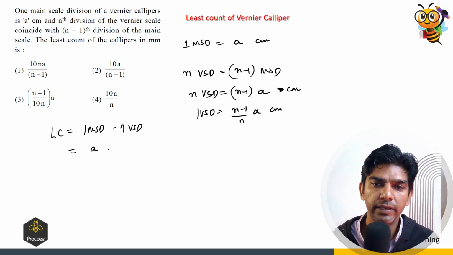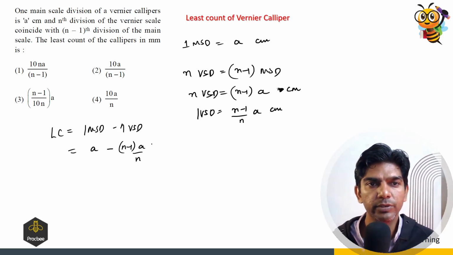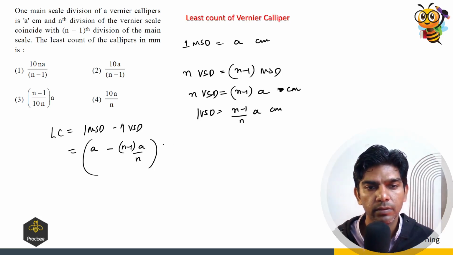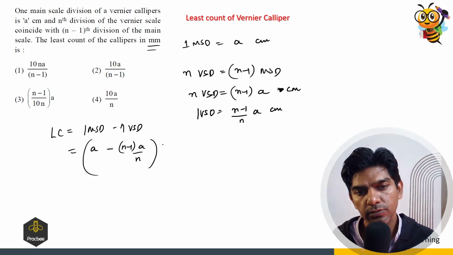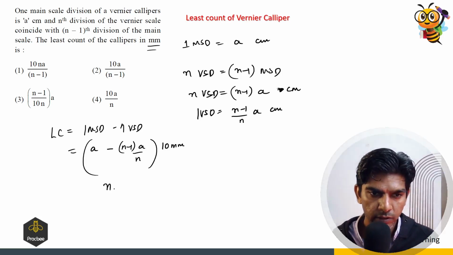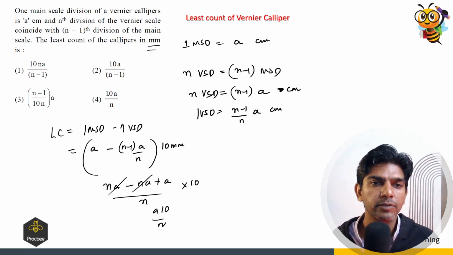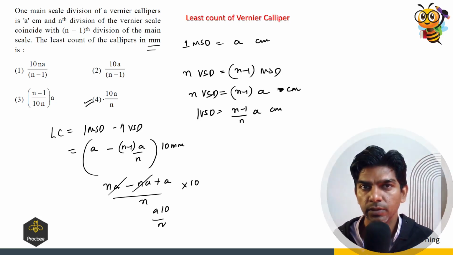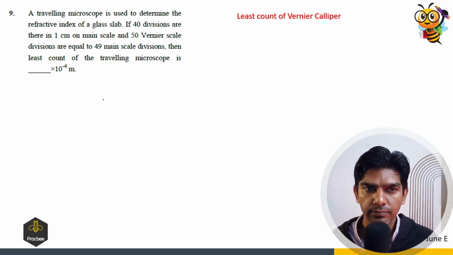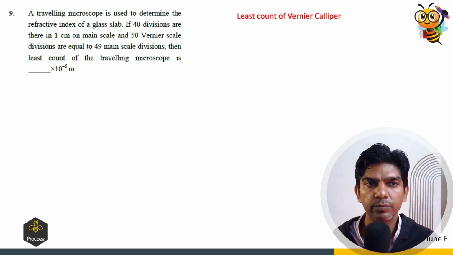So least count will be one main scale division minus one Vernier scale division. So that will be a minus n minus 1 times a by n. So this will be in centimeters. But we have to find the answer in millimeters. So 1 centimeter equals 10 millimeters. So that it will be na minus na plus a divided by n times 10 in millimeters. So that will be 10a by n. So 10a by n. So option 4 is the right answer. Let us see one more question based on the same problem type.